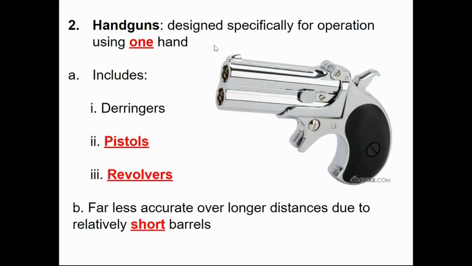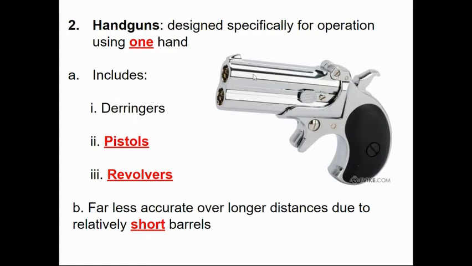So, the handgun, specifically designed for operation using one hand. However, based on the power of the gun and stability, generally people are going to have two hands on this firearm. Now, what do these include? Derringers, pistols, revolvers. Derringer may be one that most people haven't heard of.